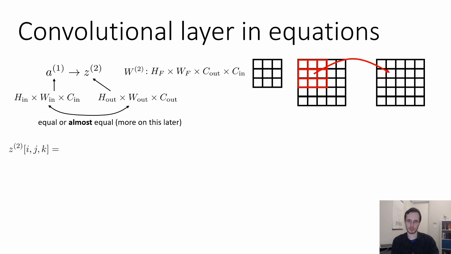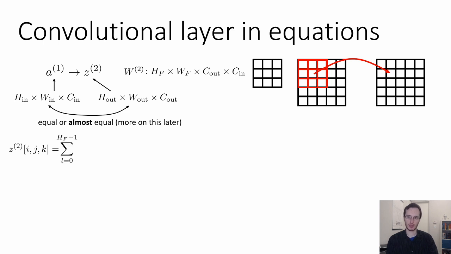So let's write this out as an equation. And I'm going to use a notation a little bit analogous to indexing in Python, where I'll put the indices in square brackets just to make it really clear. So we're going to write out the equation for Z2[i,j,k]. So this is the position i along the vertical axis, j along the horizontal one, and k in depth. So this is feature k at position ij in the output map.